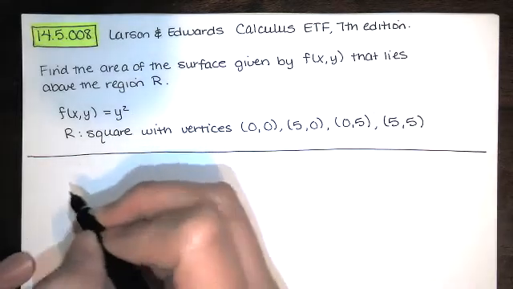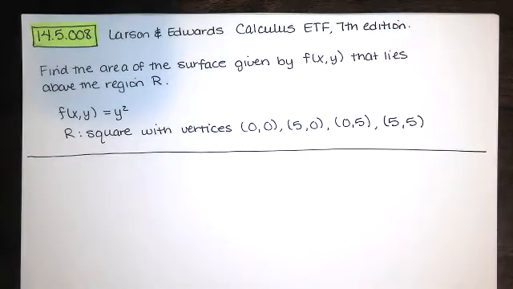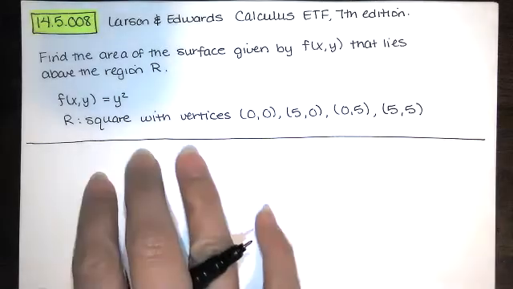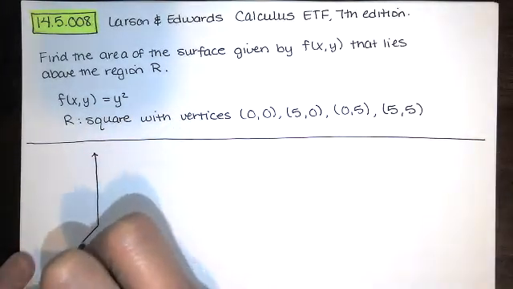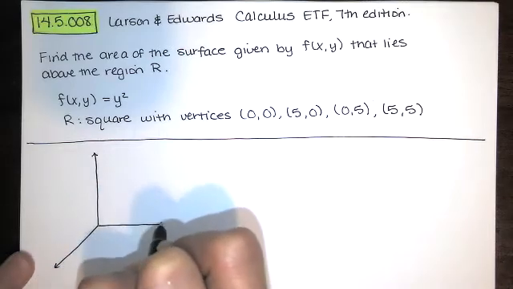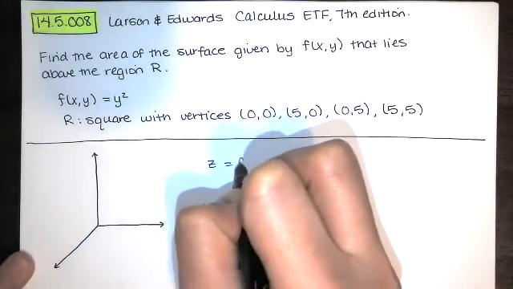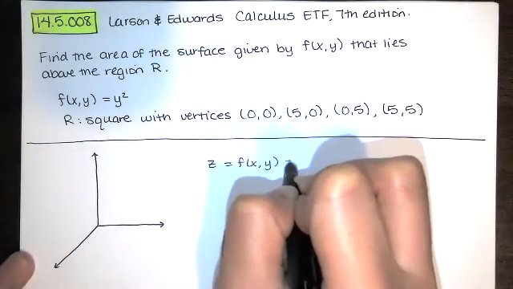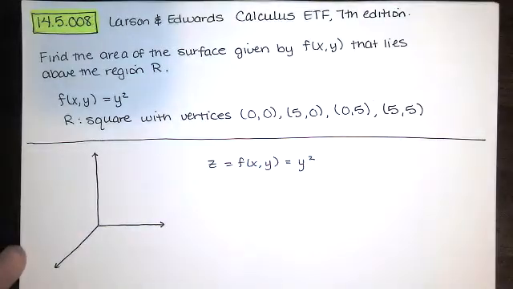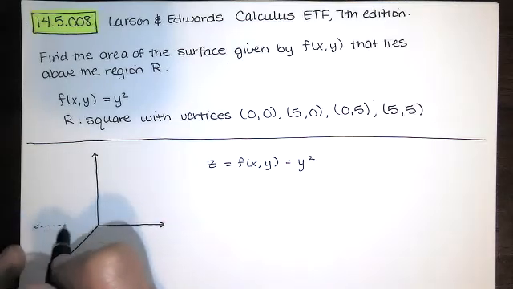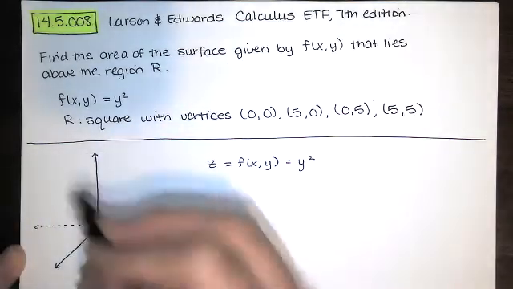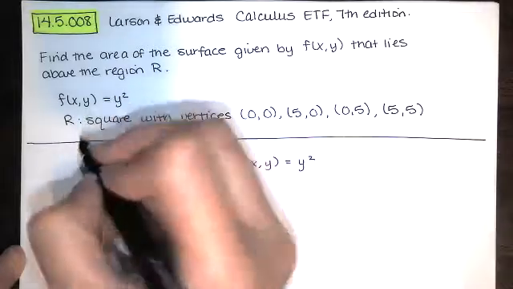The first thing I always like to do with any of these problems is to sketch the surface so that we can have a better sense of what's going on. So we're sketching in three-dimensional space, and z, that's f of x, y, is equal to y squared. So that's telling us that z is equal to y squared back in the yz plane. Remember that the yz plane is back here.